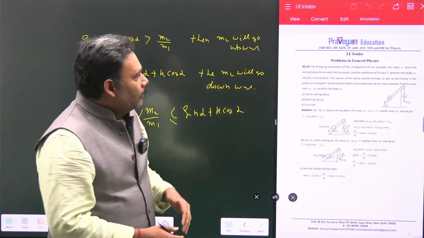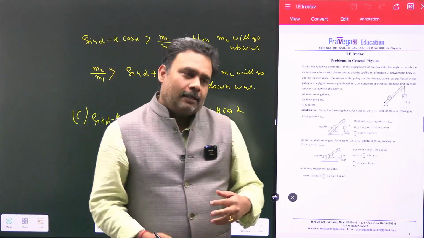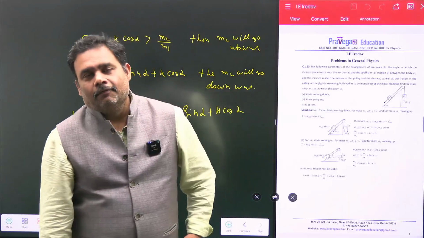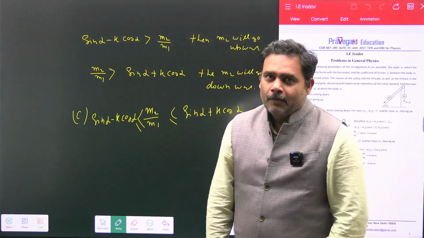Based on that particular ratio, M2 by M1, we can check whether it is moving up or down. So students, you can solve this problem yourself, and you can also demand which problem we should solve next, such that you can benefit from this particular series of IE Irodov by the team of Pravegaa. Thank you.